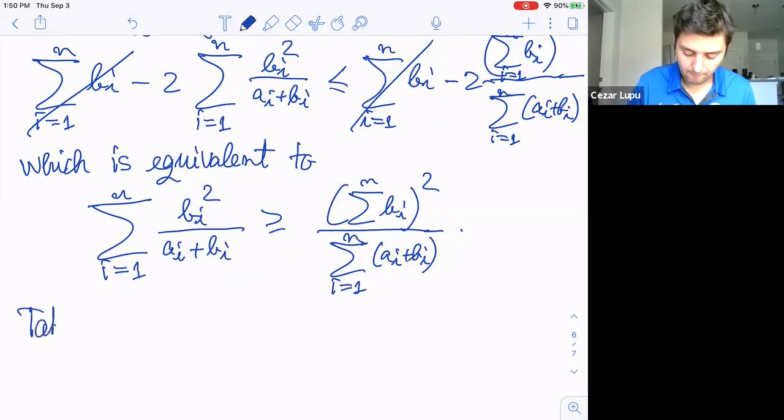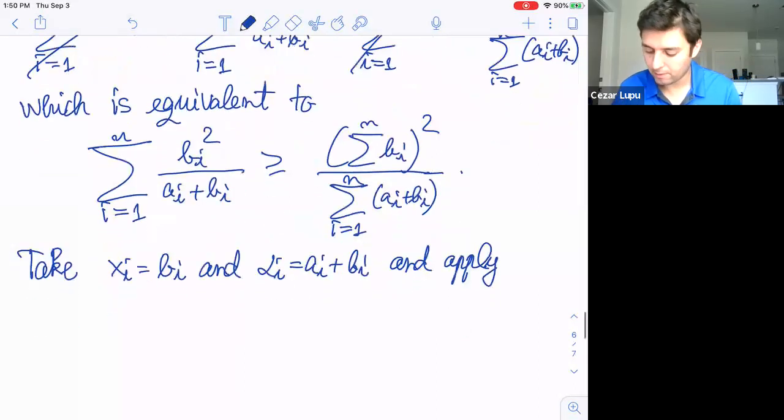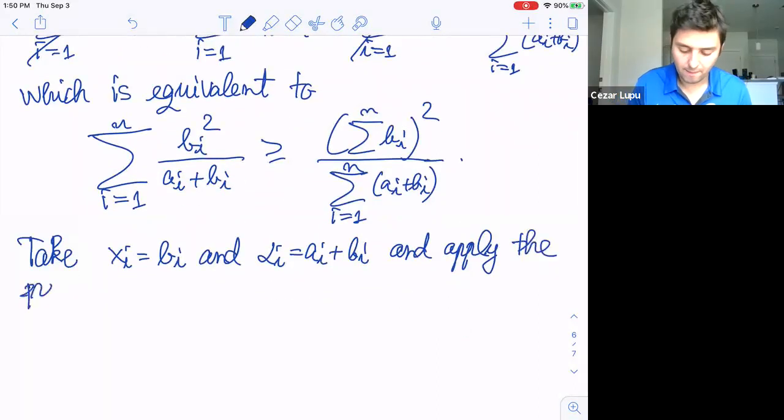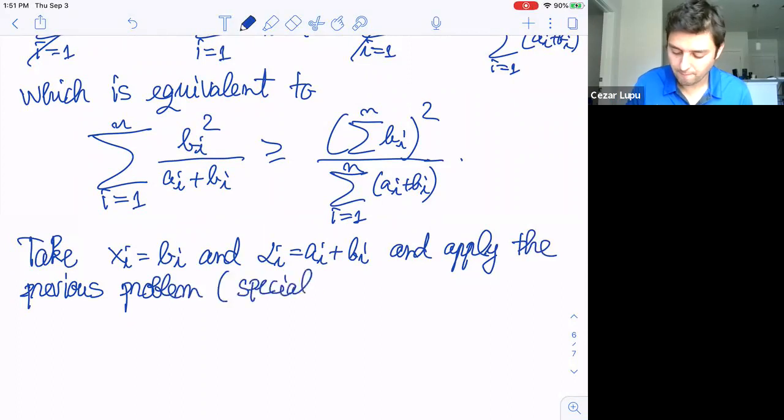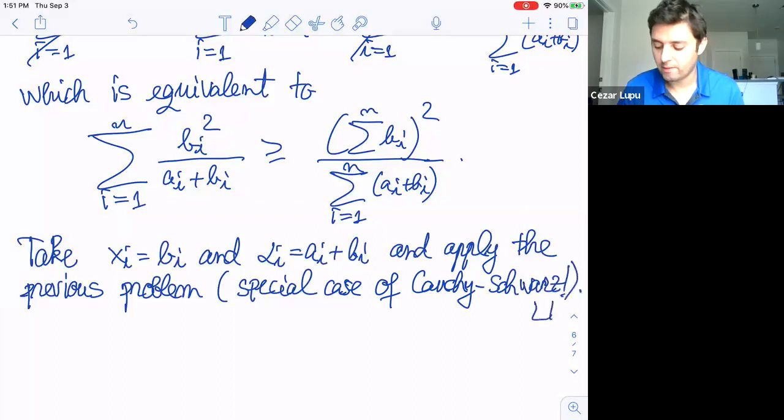So take xi to be bi and alpha i to be ai plus bi, and apply the previous inequality, the previous problem, let's say. Let's call this the special case of Cauchy-Schwarz. And that's it. And we're done. C'est fini. That was the problem.